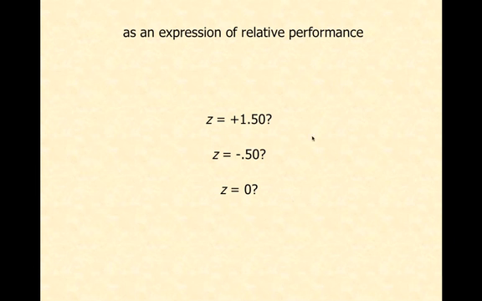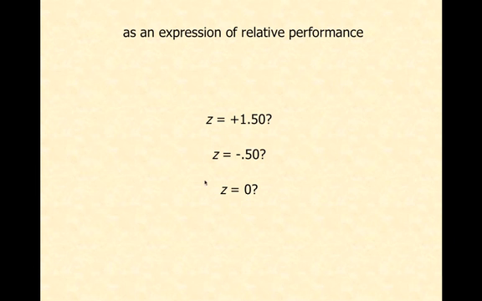Okay, so if you said that z of plus 1.50 is above average, you're right. You're doing significantly better than most people, the majority of people. If you said z of minus 0.50 is somewhat below average, you'd be mostly correct. It's low average, perhaps. It's not really way below average, but it is certainly below the average of the distribution. And if you said z of 0 is average, you'd be right. It's right in the middle.